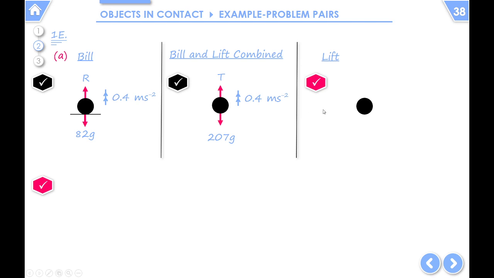Now the third one is generally where people start to go wrong. So the forces acting on the lift are as follows. Most people are okay with the tension force up here, but they don't get this bit right here, the R plus 125 g. So I just want to have a think about why that is.